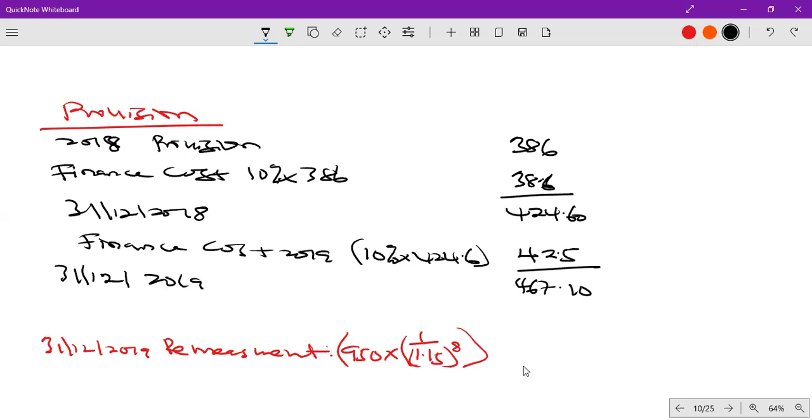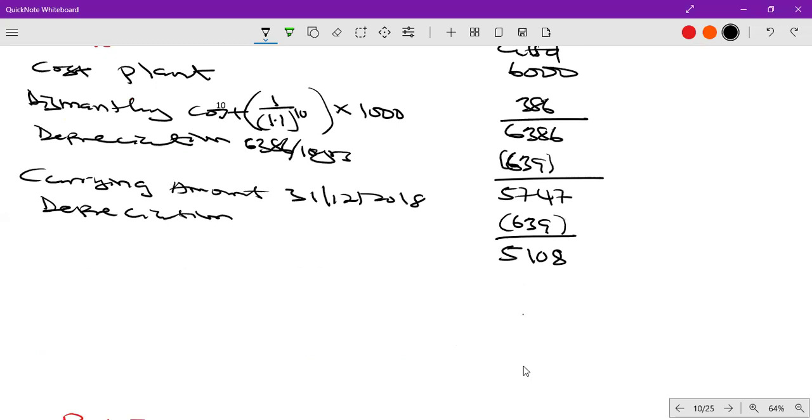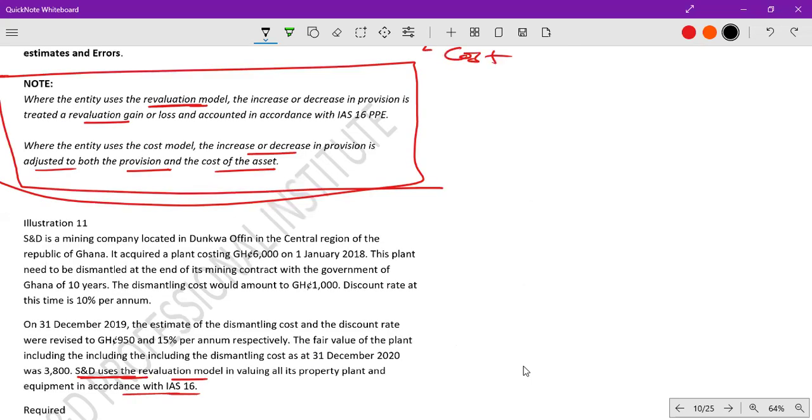Are you there as well? Yeah, I'm here. So the 467 is 31st. So that one should be January 2019? No, 31st December 2019. That was the date that they did the reassessment. Okay. I'm saying that on 31st December 2019, it was that same day that they did the estimates. Do you get it? Okay. All right.